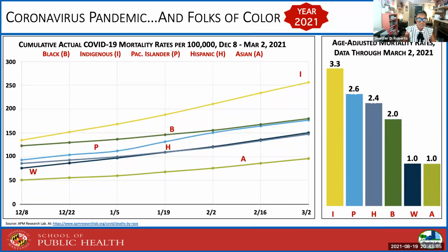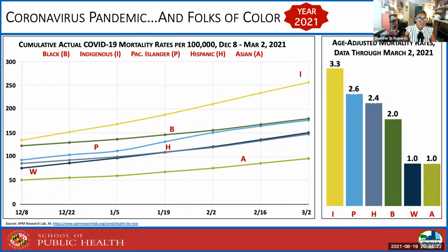Then we see with this next graph, which was from December of last year to March of this year, that the gap has closed a little bit, but actually the mortality rate has increased for Pacific Islanders. Some of the other communities of color have decreased their mortality rates just a little, but even still, folks of color were at least twice as likely to have died from COVID than white Americans.